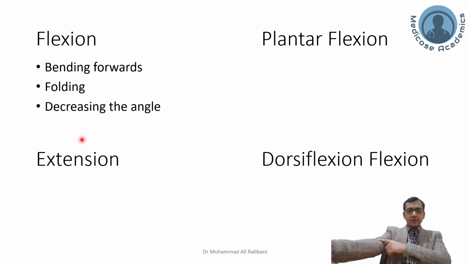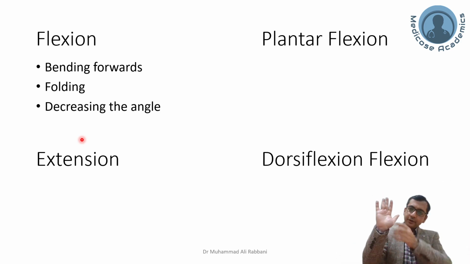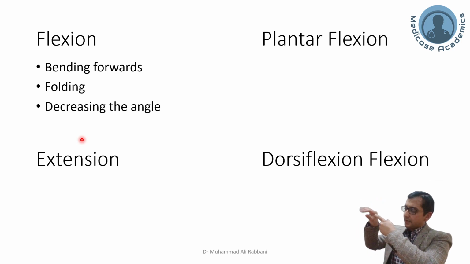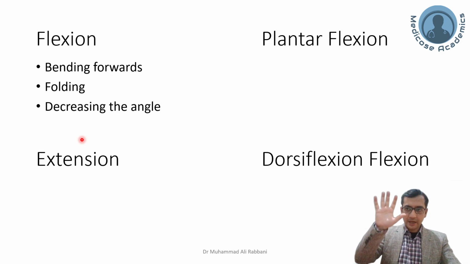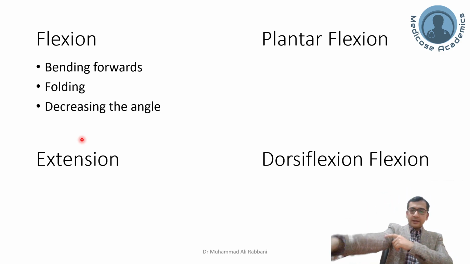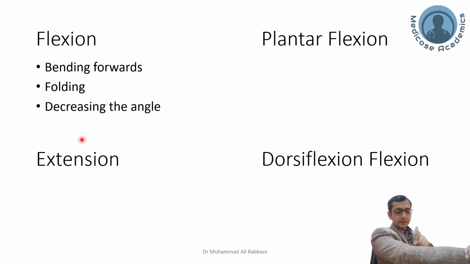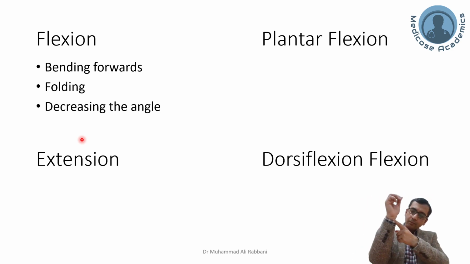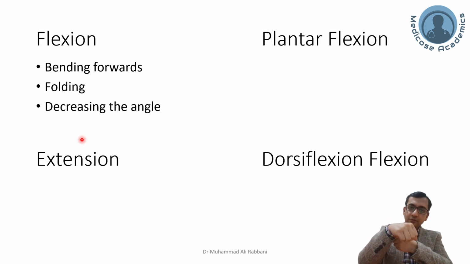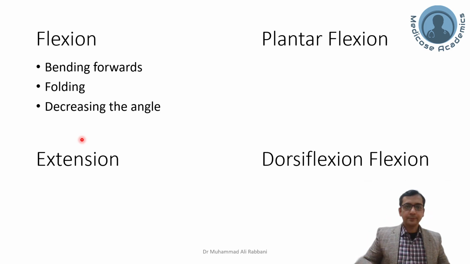Usually, whenever you decrease the angle between the bones, like these two bones, the angle has been decreased. This is bending forward, decreasing the angle, folding. This is flexion. I'm flexing my fingers at this elbow angle. If I fold it like this, it will be flexing the elbow. And opposite at the wrist joint, moving it forward like this will be flexing the wrist joint.